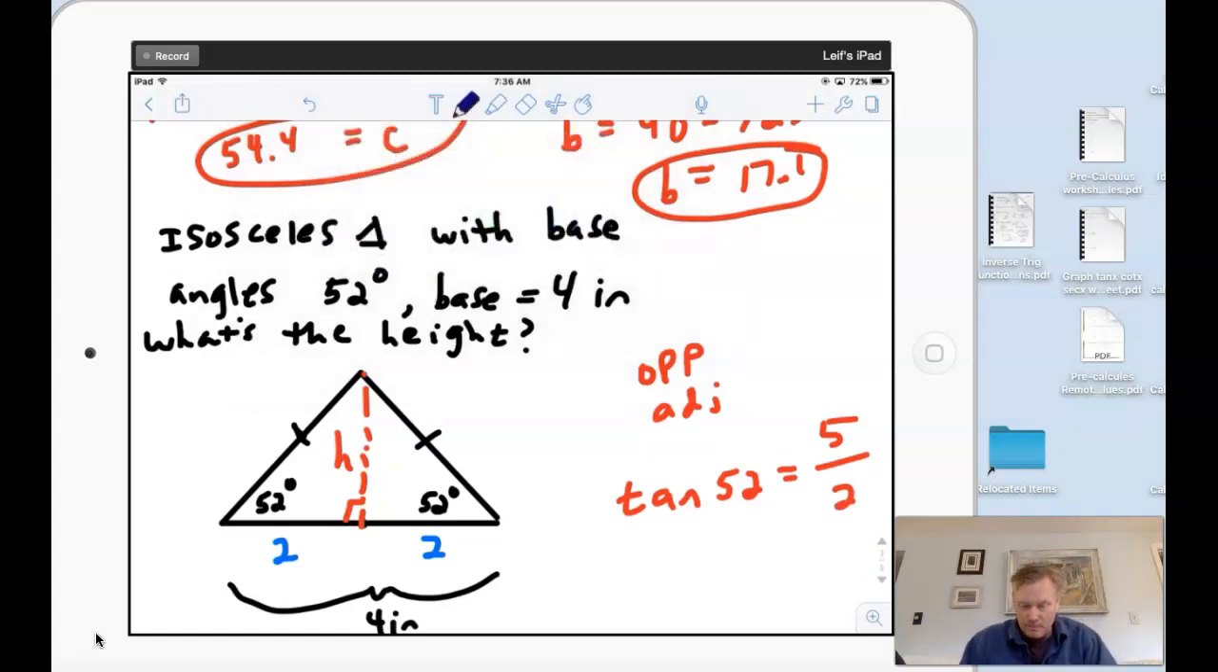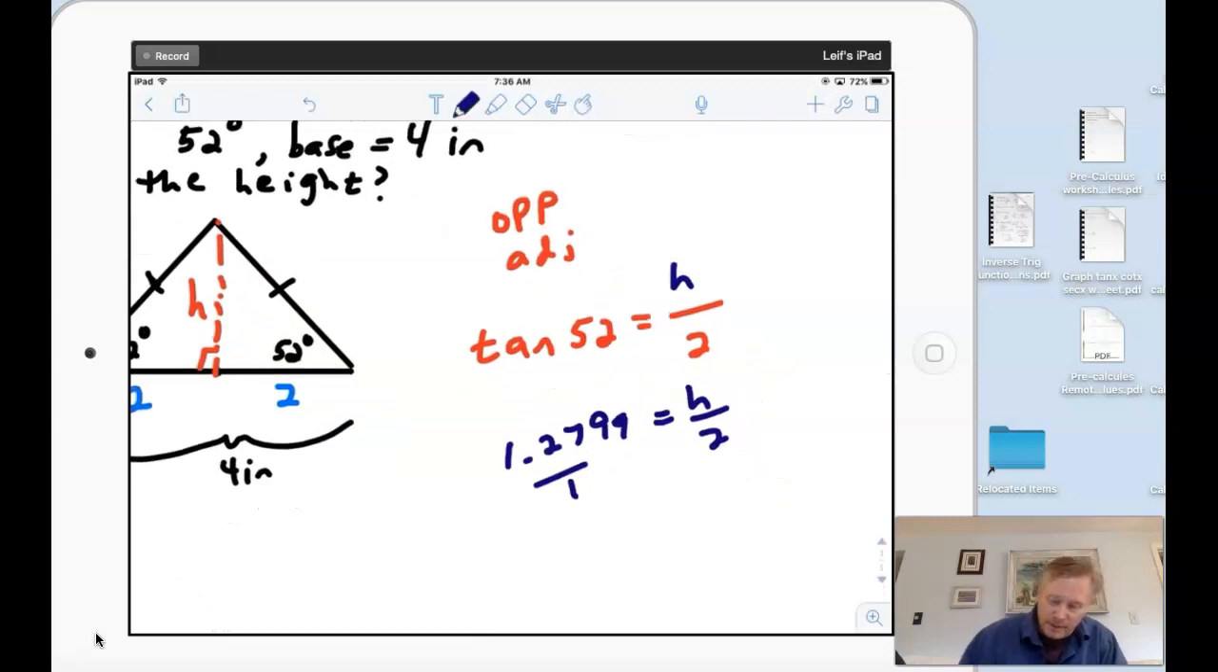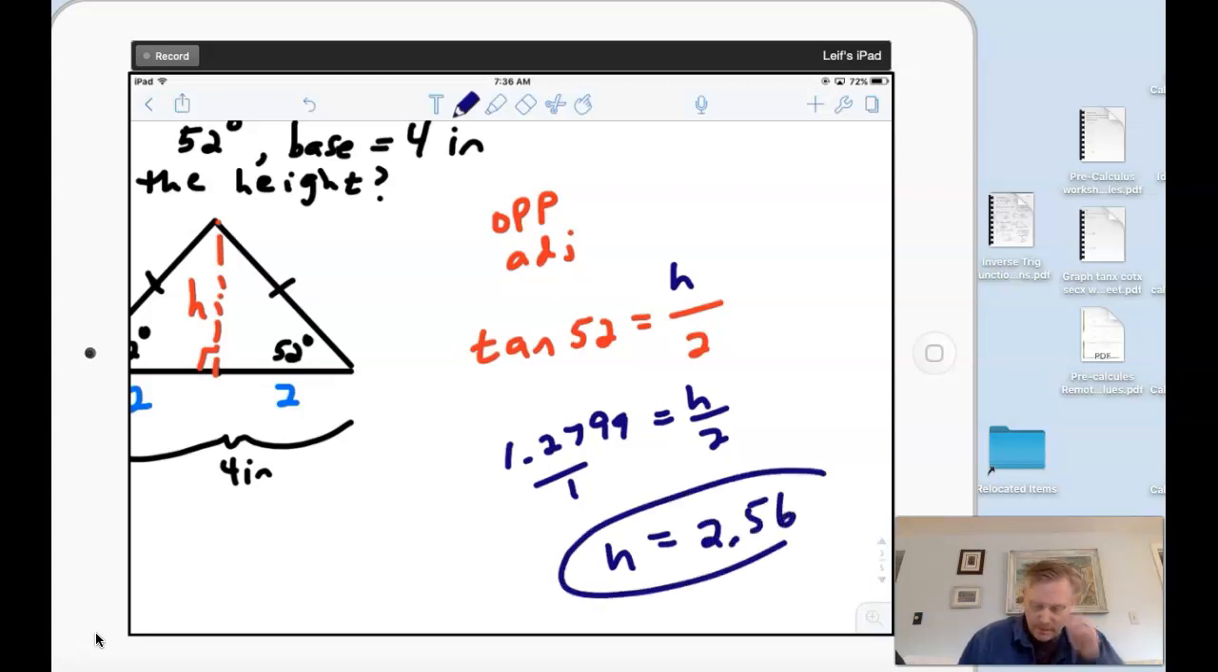I don't know why I put 5 there. That should have been h. Momentary lapse of reason. Okay, tangent of 52 in my calculator, I'm getting 1.2799 equals h over 2. Put that over 1, cross multiply and solve. I get h equals that times 2, which is 2.56. And there's my answer.